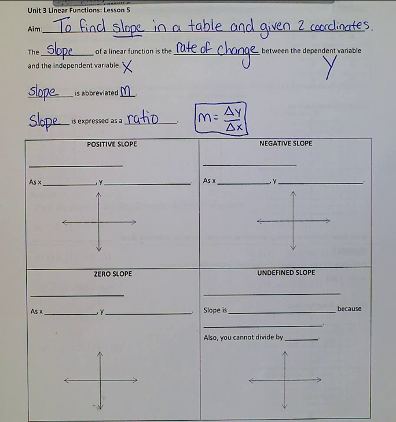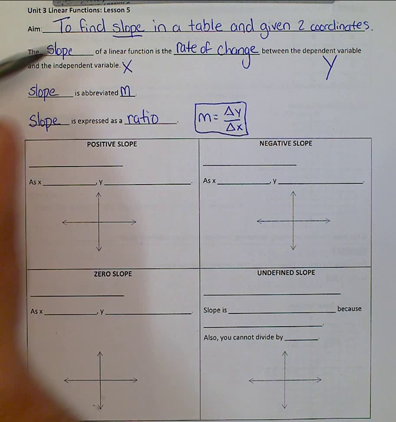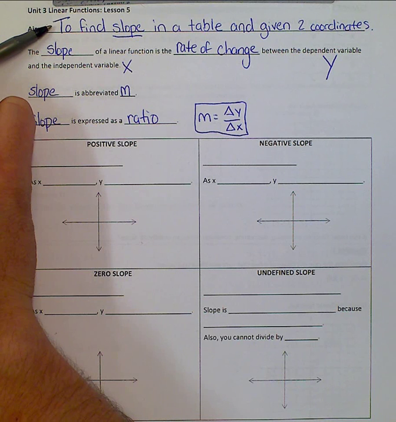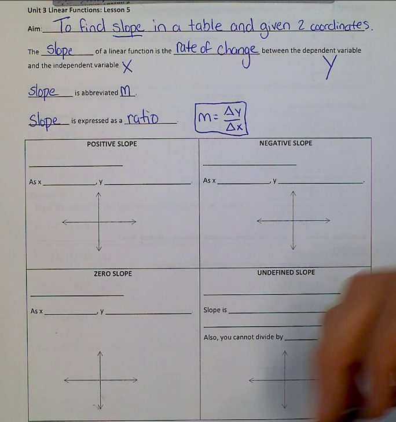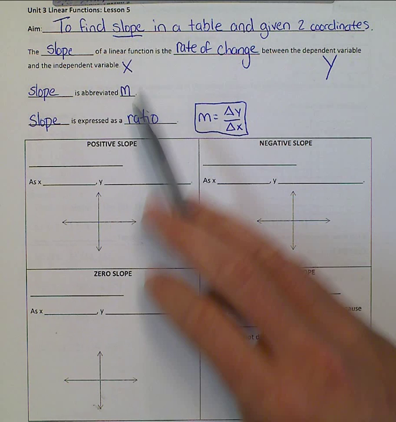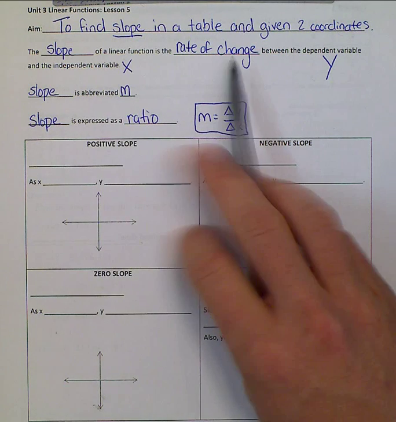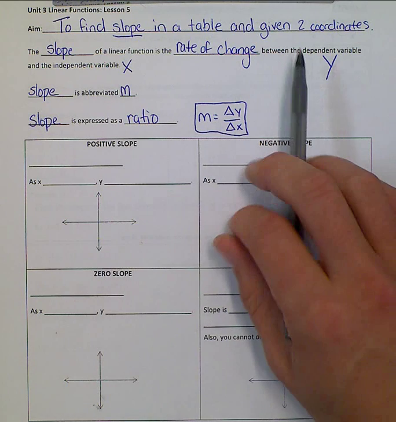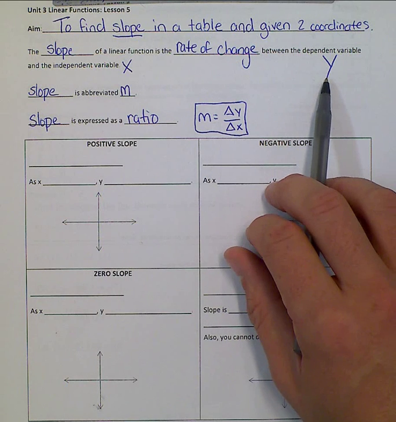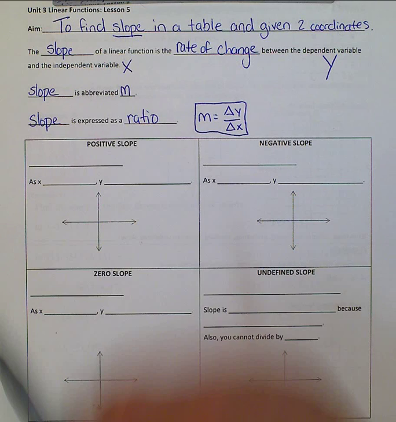Today's lesson is on finding slope in a table, an input-output table, and if we're given two coordinate points. So these are the same notes from yesterday. We remember that slope of a linear function is the rate of change. Rate of change is the same as slope. And it's the rate of change between the dependent variable y and the independent variable x.